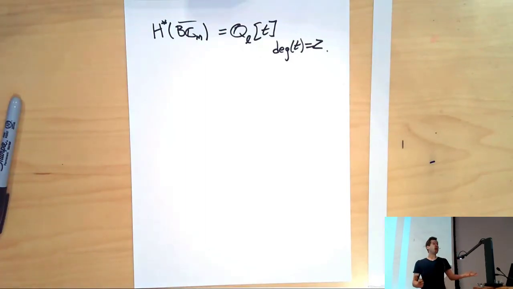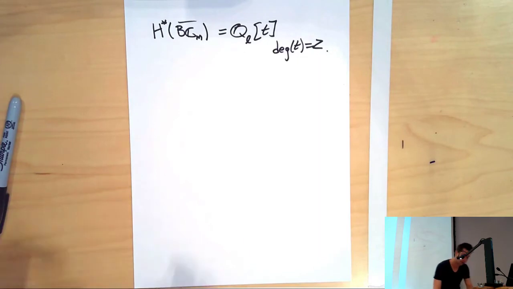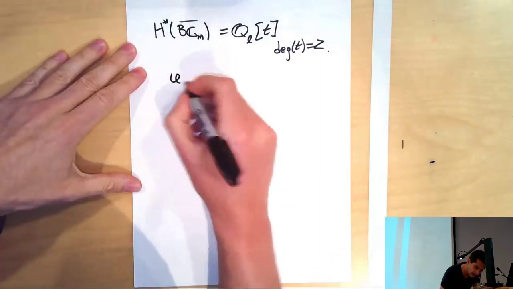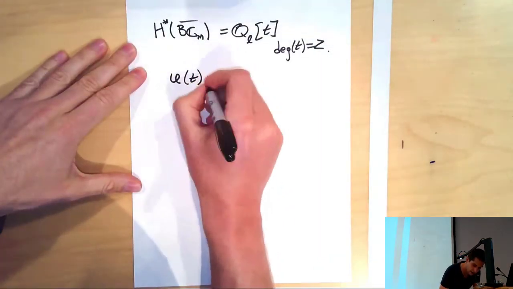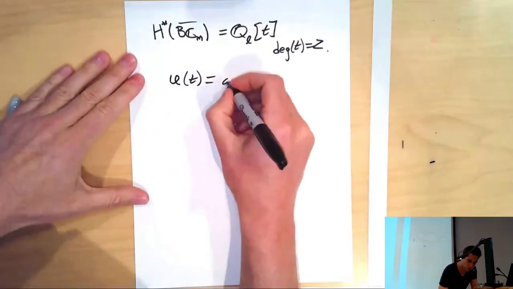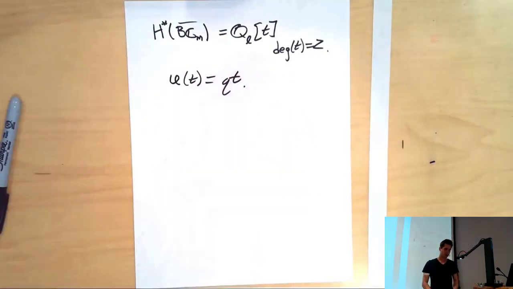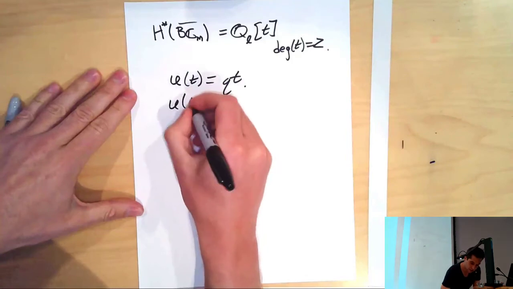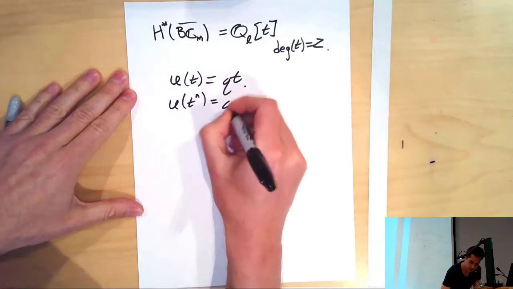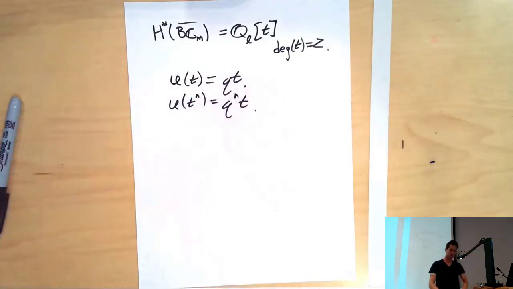But now G_m, if we think of that as starting life over a finite field, there's some Frobenius that acts on this cohomology ring. And how does it act? Well, it acts by taking this generator T and multiplying it by q. And it's a ring homomorphism, so it multiplies T^n by q^n.